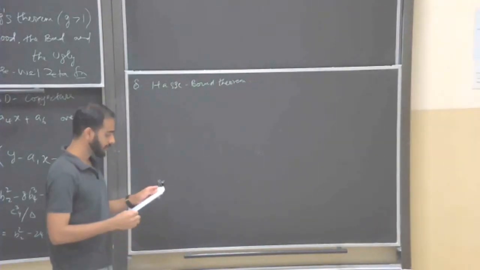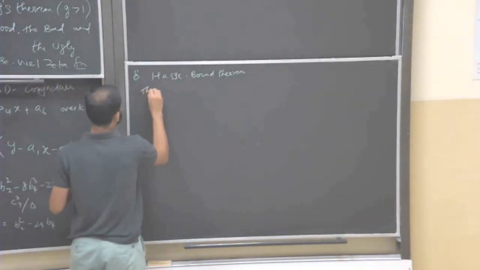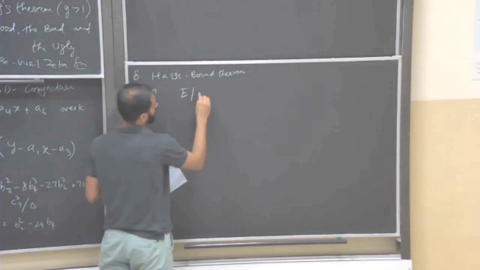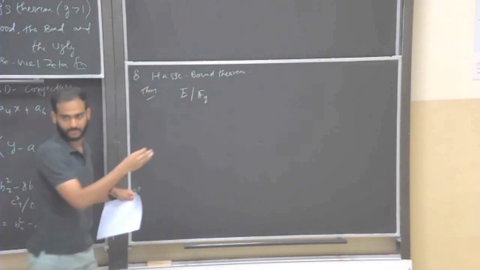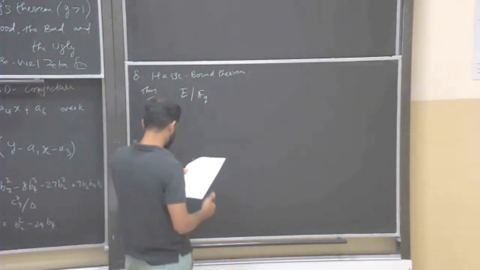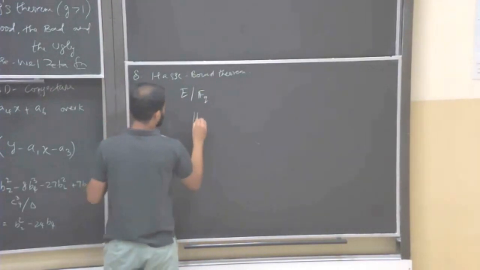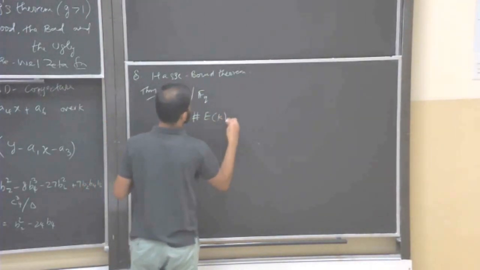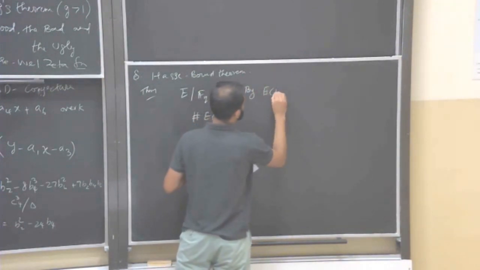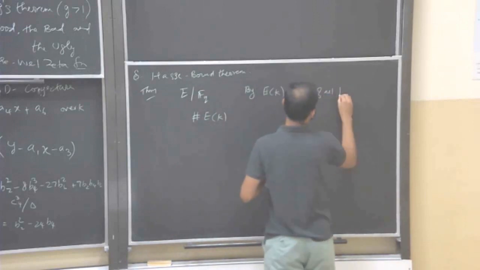The Hasse bound theorem gives us a bound on the number of points of an elliptic curve over a finite field. Let's fix the notation here. Take an elliptic curve E over, let's say, a finite field F_q with q elements. So in particular, this field has only q elements. By E(K), we mean the set of K-rational points.